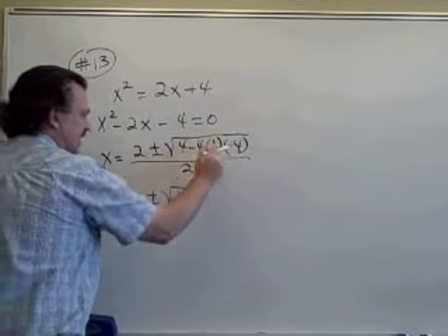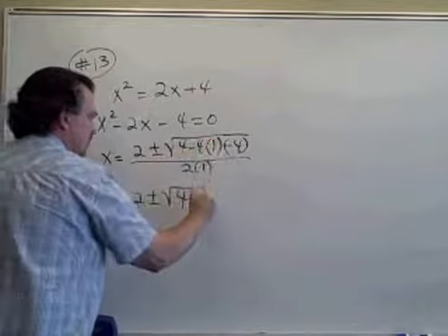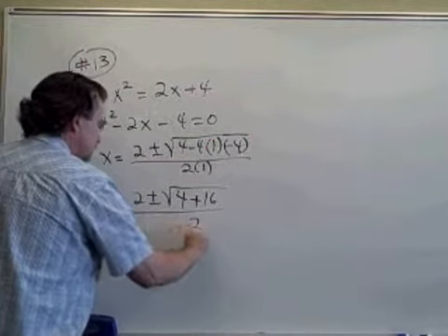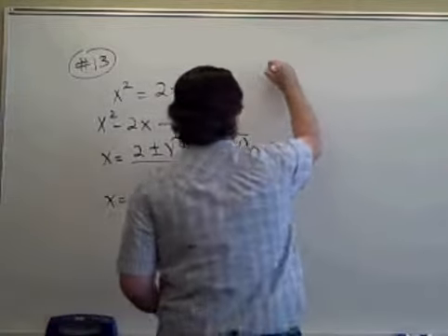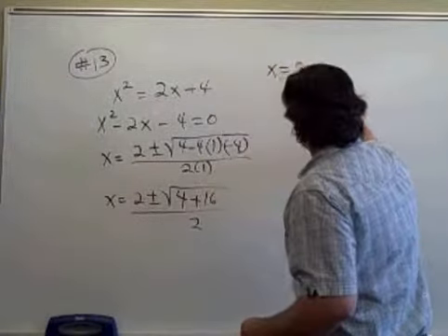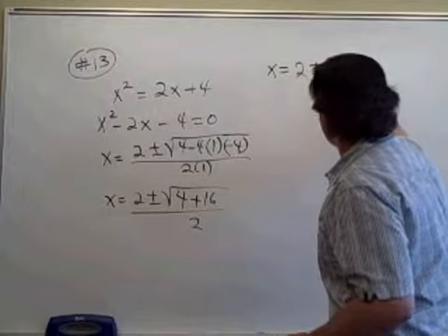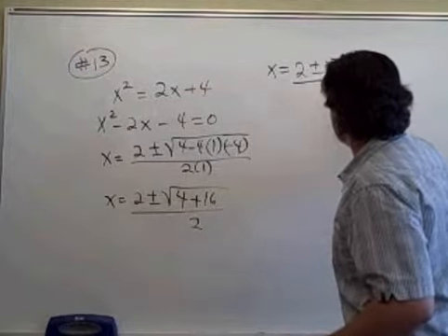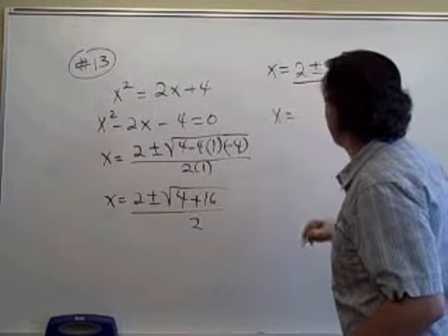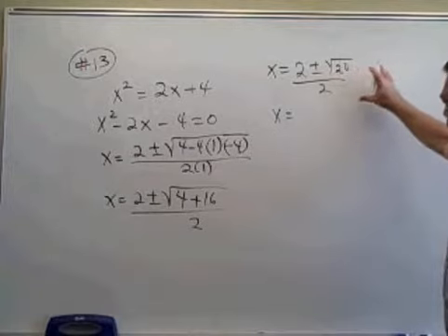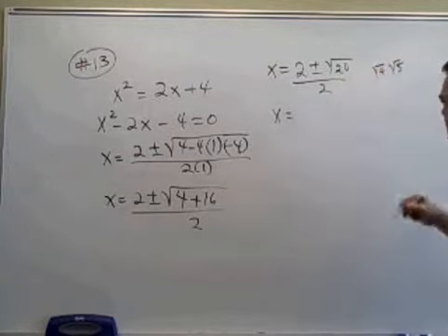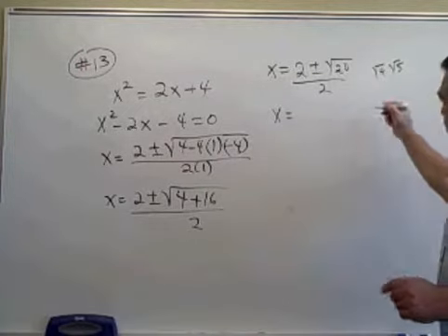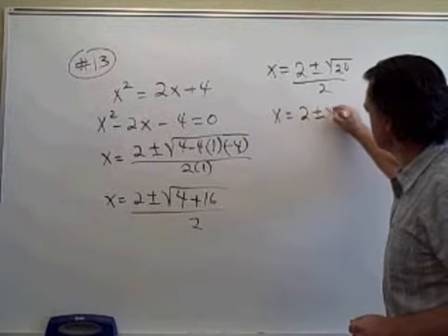4 minus a minus is plus. 4 times 4 is 16. So x equals 2 plus or minus the square root of 20 over 2. And the square root of 20 I can break apart into the square root of 4 times the square root of 5. And the square root of 4 is 2.